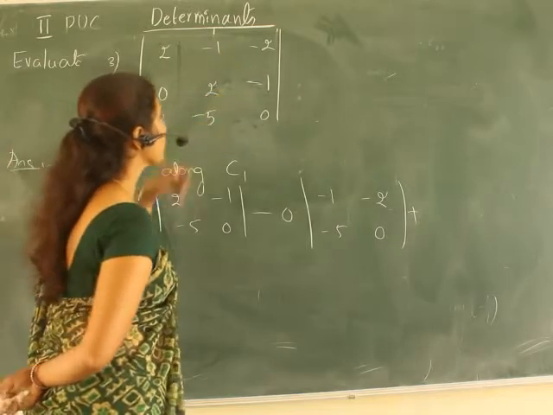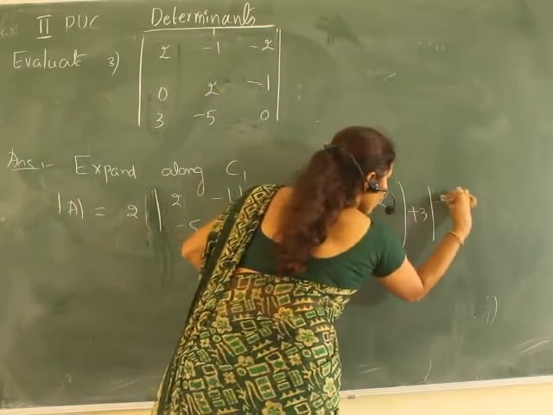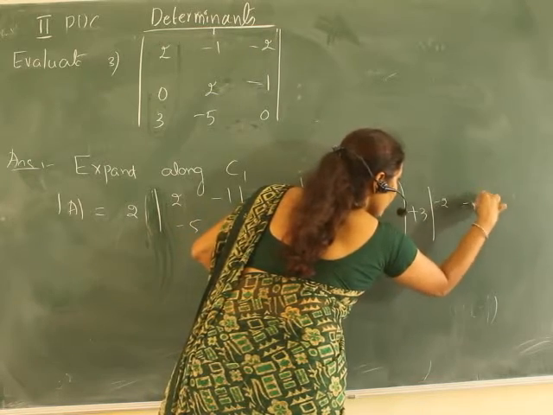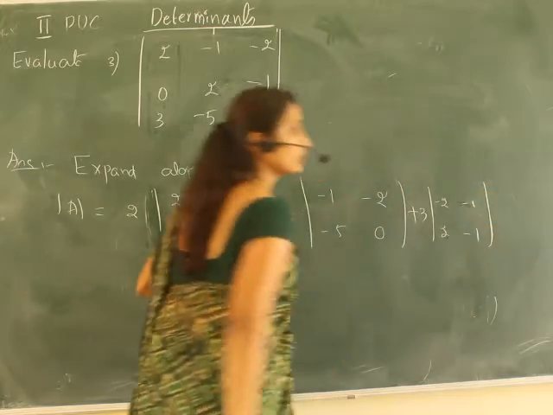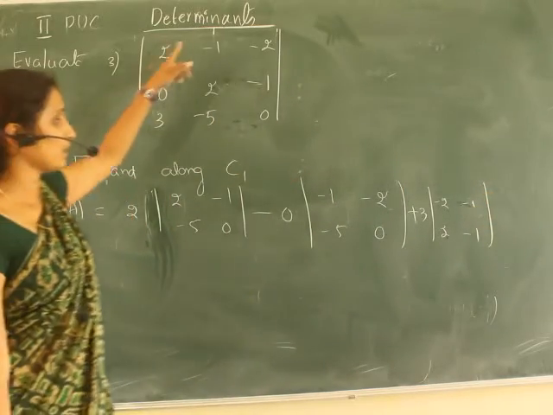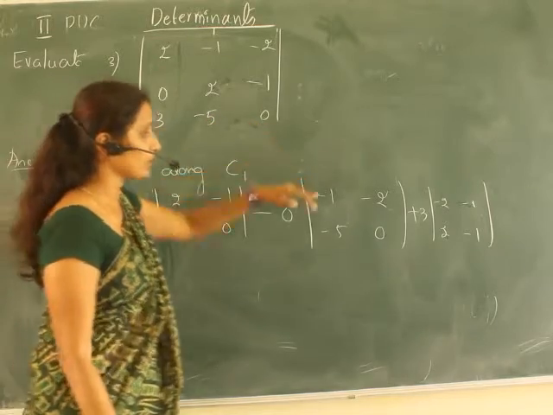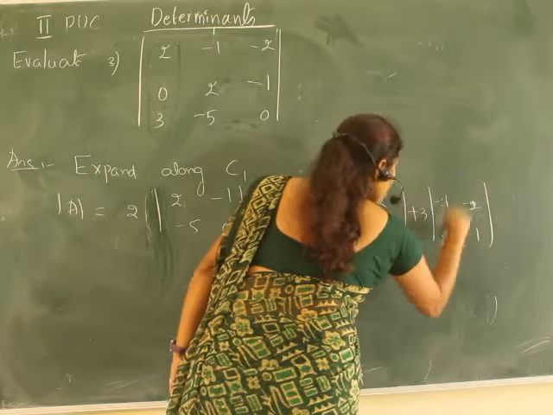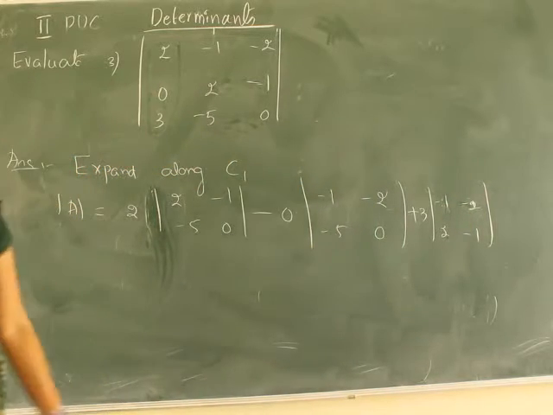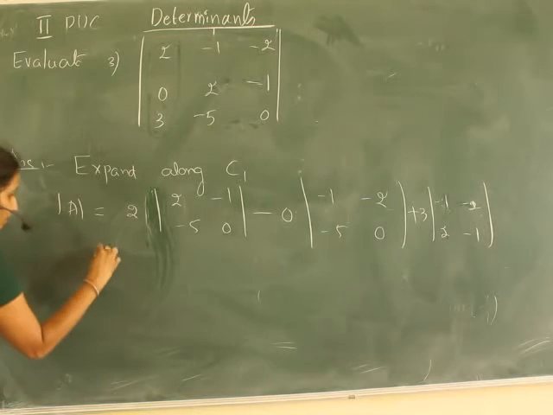What we get now if I delete is minus 1, minus 2, 2 and minus 1. So this is the determinant expansion. Now we have to find out the value.